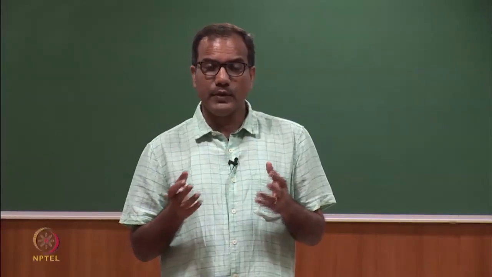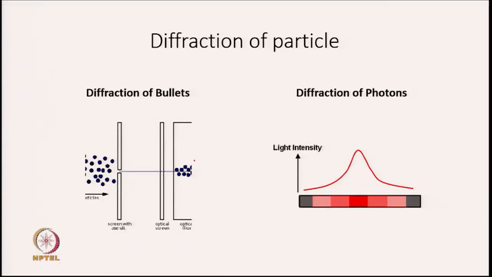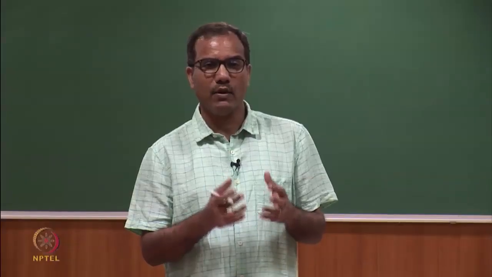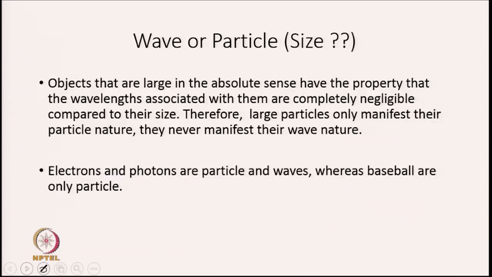So, if you take a bigger particle like a bullet and you try to see diffraction, you will not see a diffraction pattern, but if you take photons or electrons, you will see a diffraction pattern. What that means is, small particles behave as waves, whereas bullets or bigger particles don't behave as waves. So, the wave or particle property of a material will depend on size.